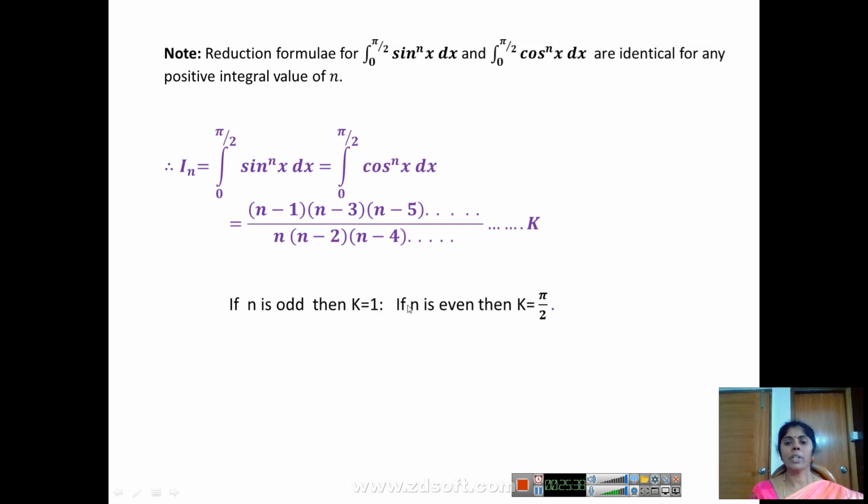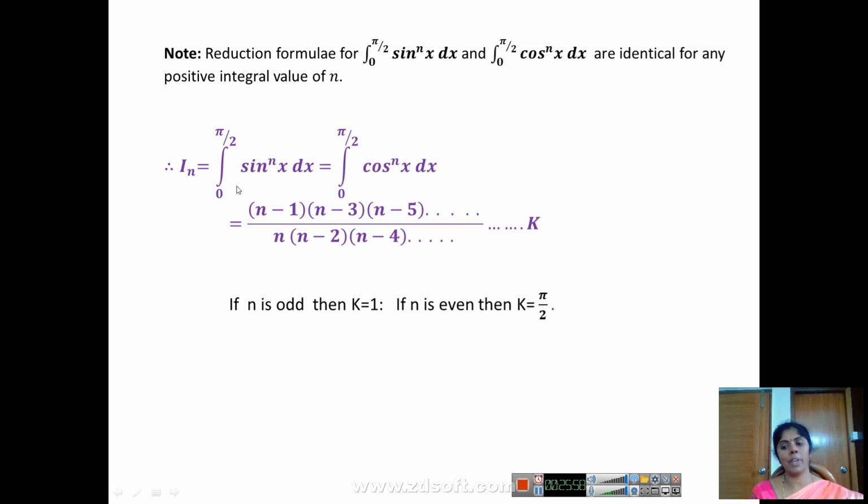For an even number, that is I0, the integral from 0 to pi by 2 of dx is equal to x from 0 to pi by 2, which gives the result pi by 2. So this is a simpler formula for both sine and cos to the power n of x into dx.